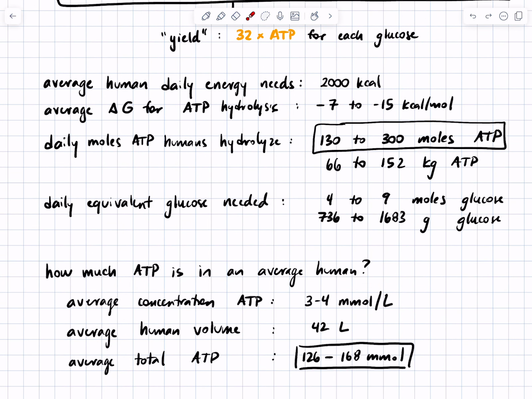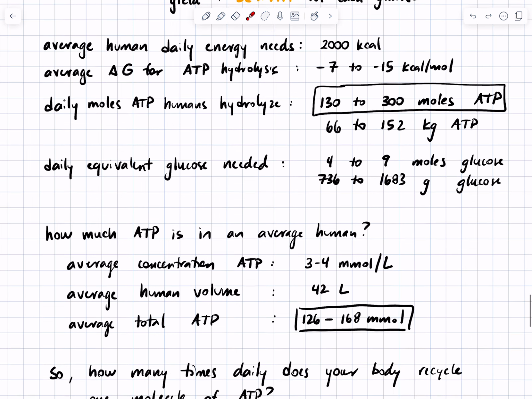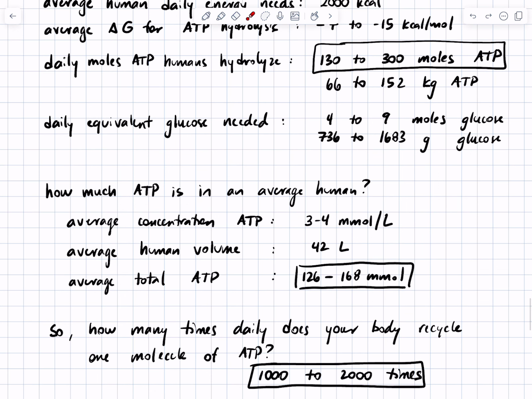So you can do the math. This is general chemistry dimensional analysis. Are you so excited about this? Is this going to be on the test? No. 126 to 168 millimoles of ATP. That's what you have, but you need to generate 300 moles, which means that you recycle every molecule of ATP anywhere between 1,000 to 2,000 times every day.